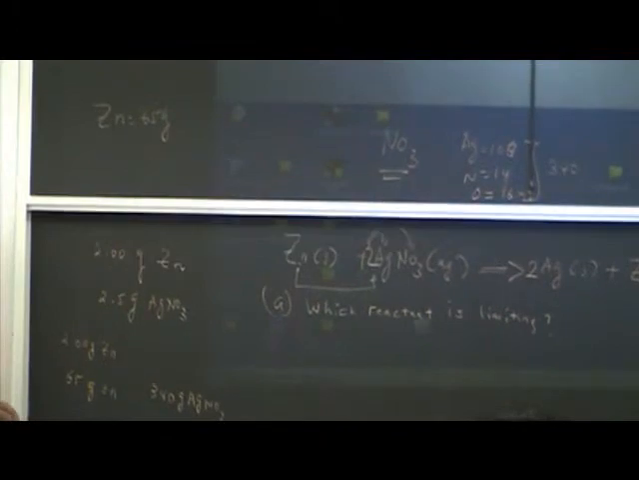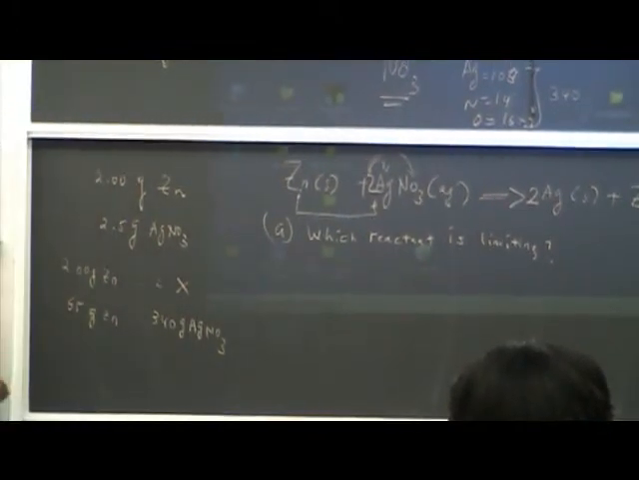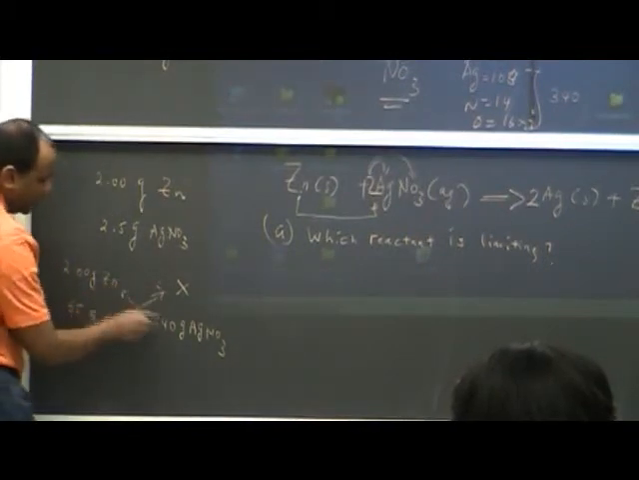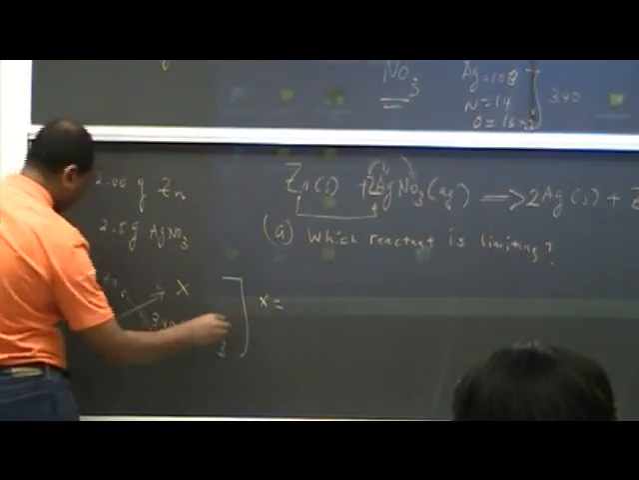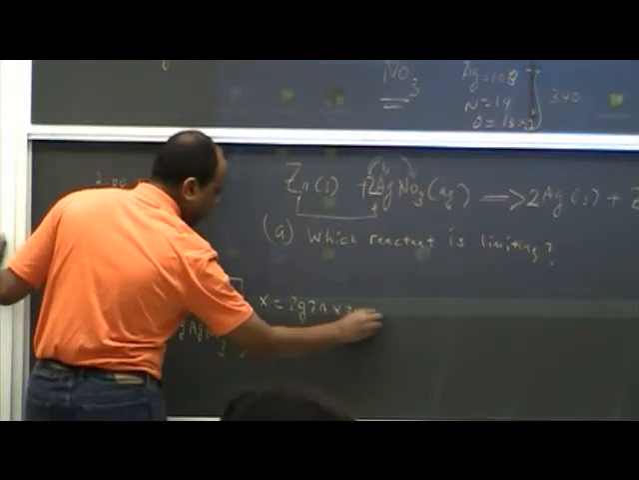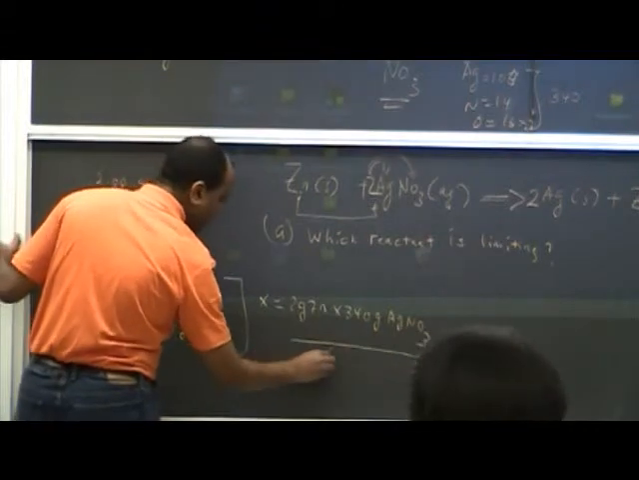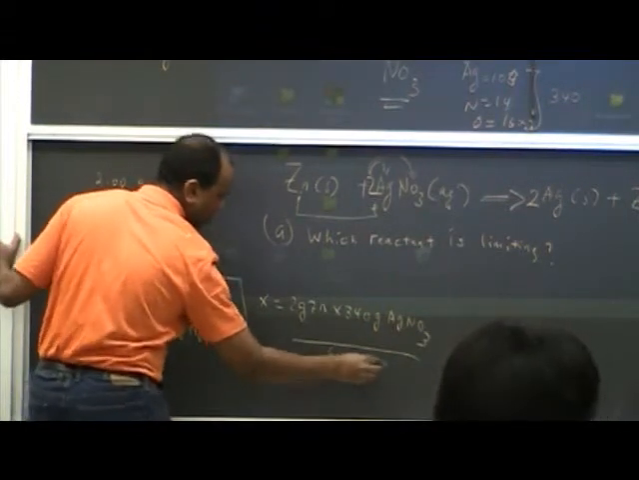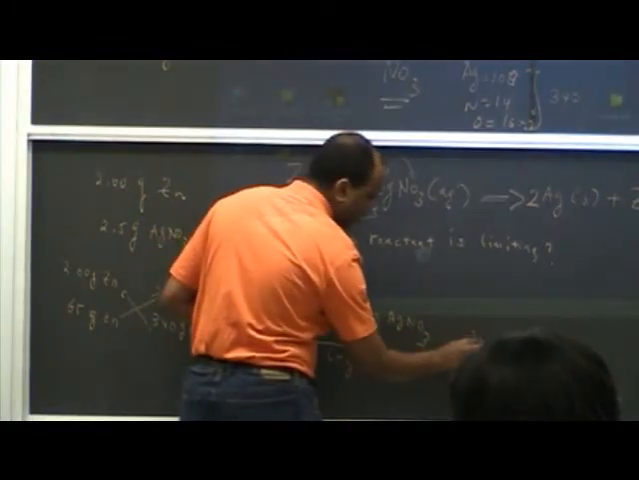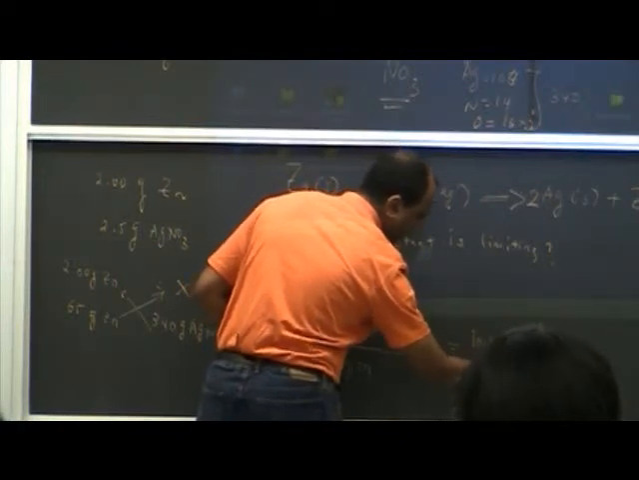And you do the crisscross, you times. I put X here. And then you find the X. You multiply crisscross. X equals 2 grams of zinc times 340 grams of silver nitrate, divided by 65. Okay, crisscross, and you'll get 10.46. 10.46 of what? Silver nitrate. Silver nitrate, grams.